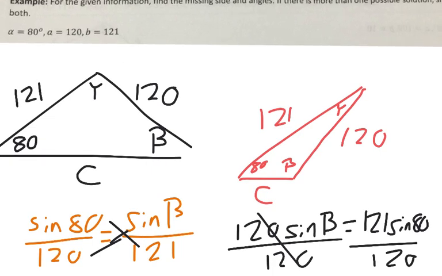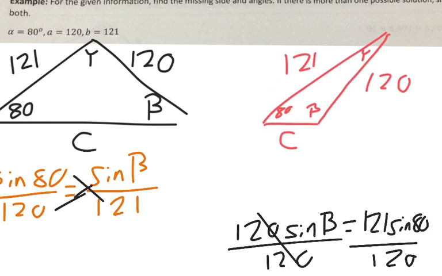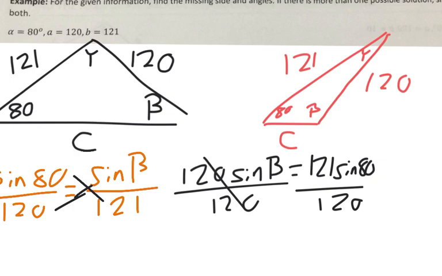Is it okay what I've done so far? I know I'm trying to give myself space. I cross multiplied to get to here. Now I've got 120 sine beta. So I divide by 120. That leaves me with sine beta equals 121 sine 80 over 120. Have I found beta yet though? No, beta is not isolated. Right now we're taking the sine of beta. So to get beta by itself, I must do inverse sine.